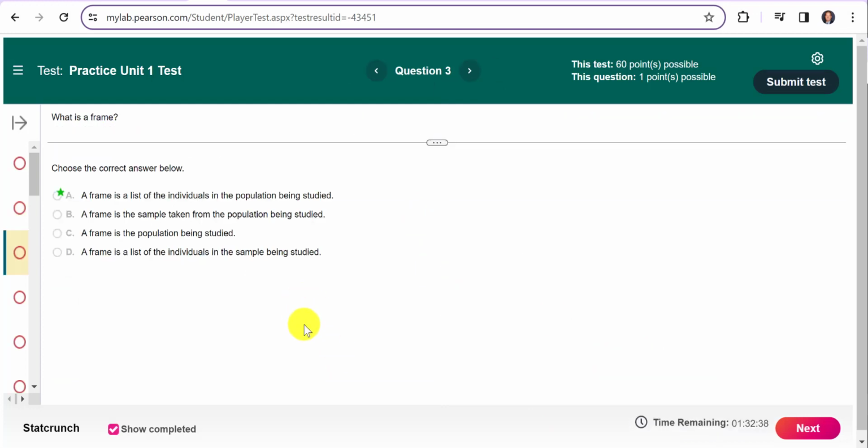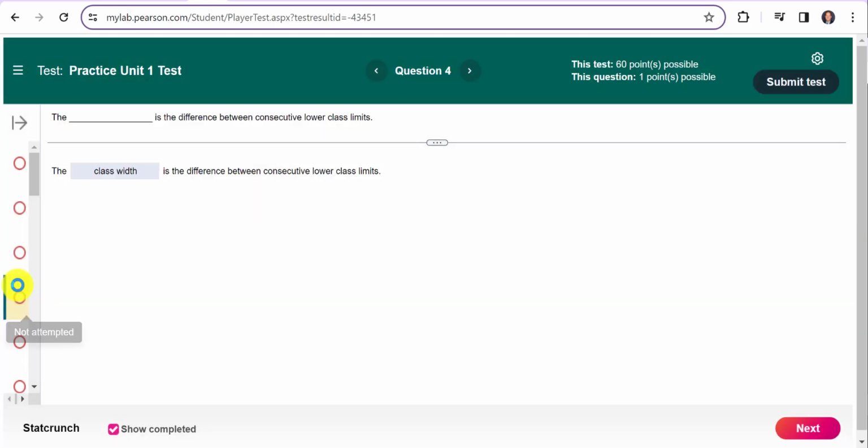So I'm going to kind of go through a few of these again. What is a frame? It's essentially all the individuals in a population that are being studied. So it's anybody who's capable of being in the study from the population, because the sample comes from a population.